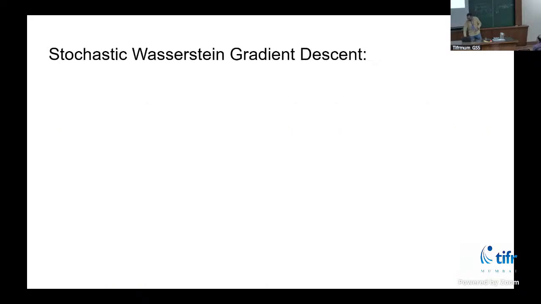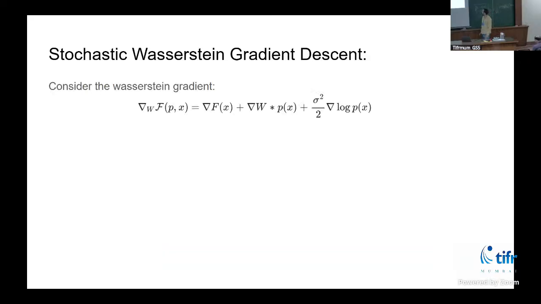Okay, so let's think about stochastic gradient descent now. As I said, this is about stochastic gradient descent. What we saw was like empirical risk minimization, but I'll show population risk minimization with a new algorithm. So we consider the Wasserstein gradient here.